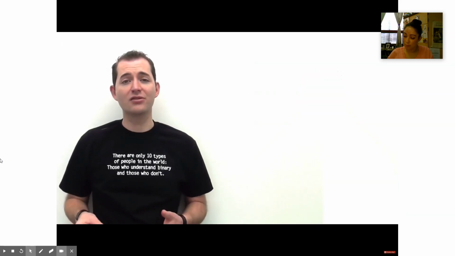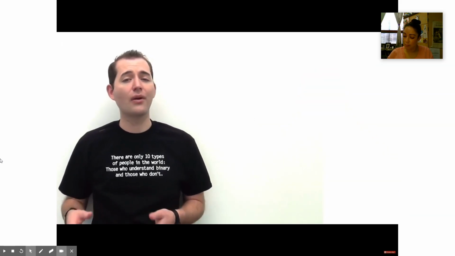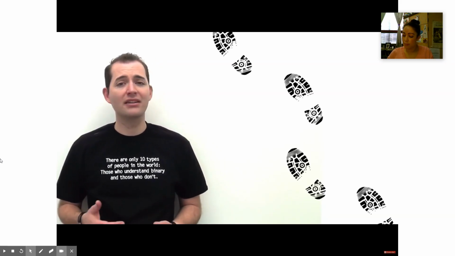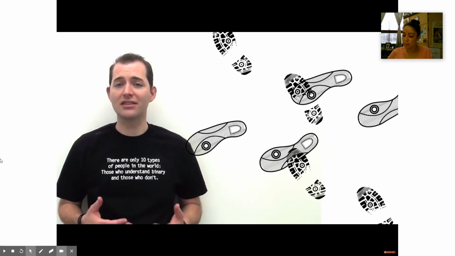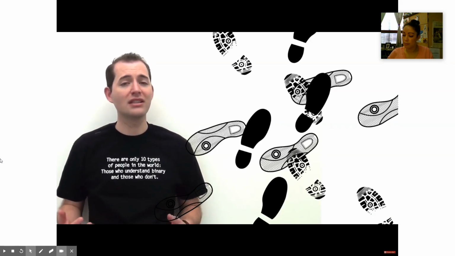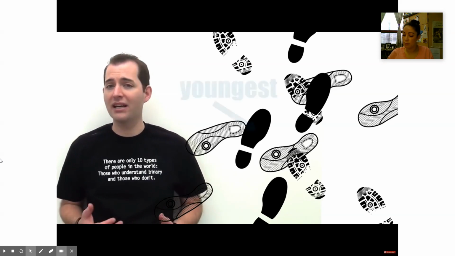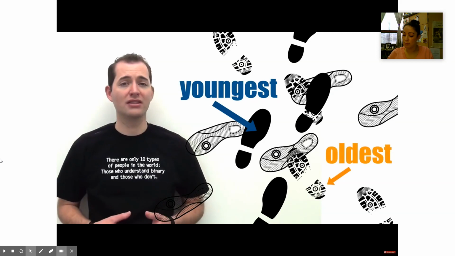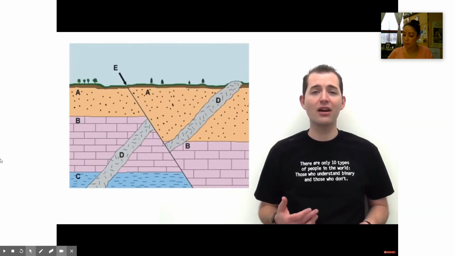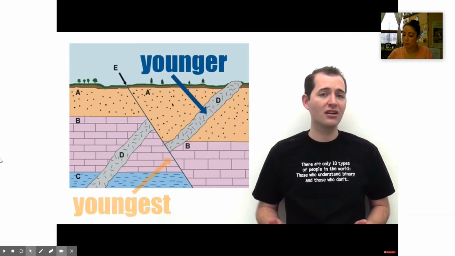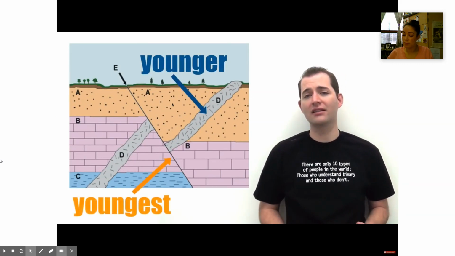Let's compare the law of cross-cutting to tracks in snow or in sand. In this scenario, the older tracks will be covered by younger tracks. This allows us to determine the relative age of those tracks, where those that are on top or are not covered by anything are the youngest, and those that are covered by the most are the oldest. This is also true with any rock sequence with cross-cutting features. Those features are younger than all of the rocks they cut.